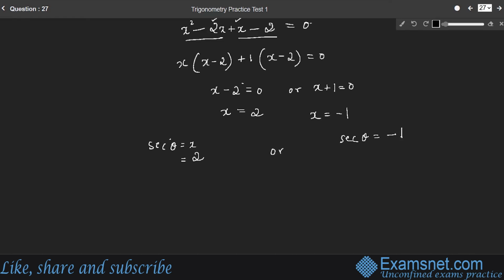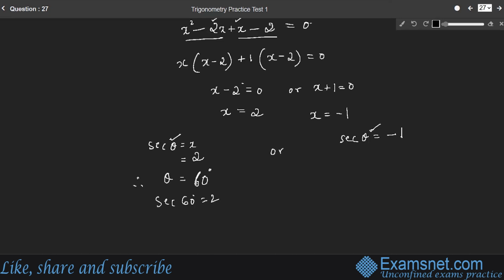For what value of theta is secant theta equal to 2? For theta equal to 60 degrees. For theta equal to 60 degrees, secant theta is equal to 2. Right? Secant 60 degrees is equal to 2. Right? For what value of theta?